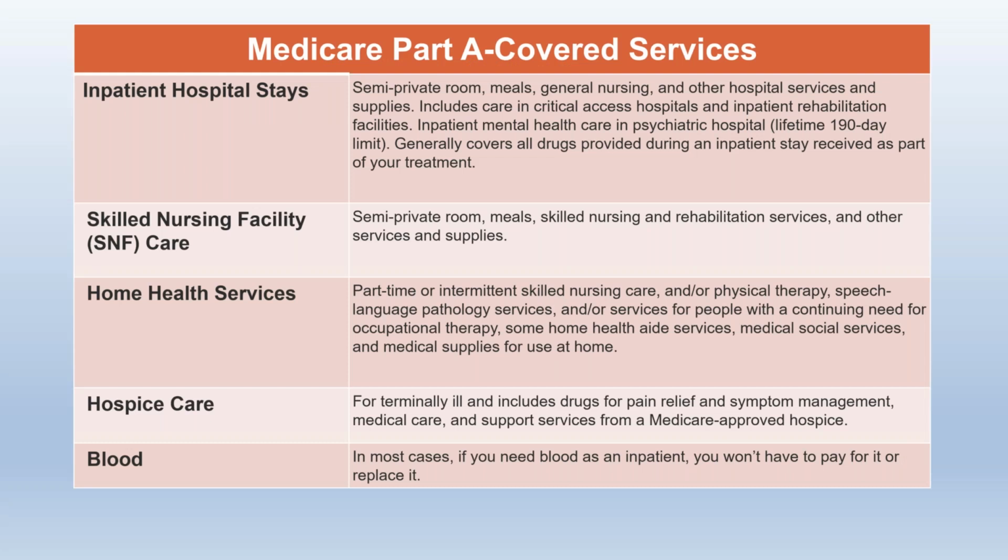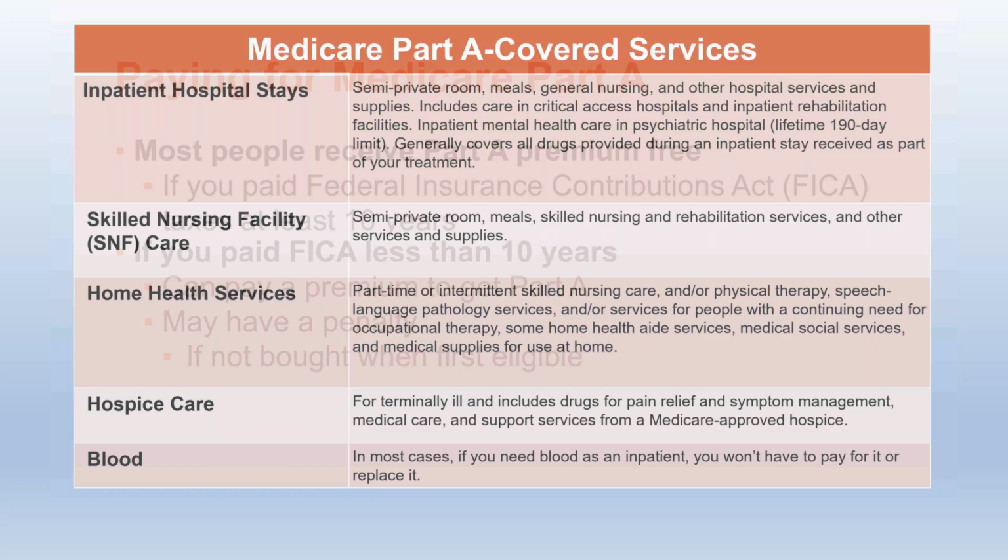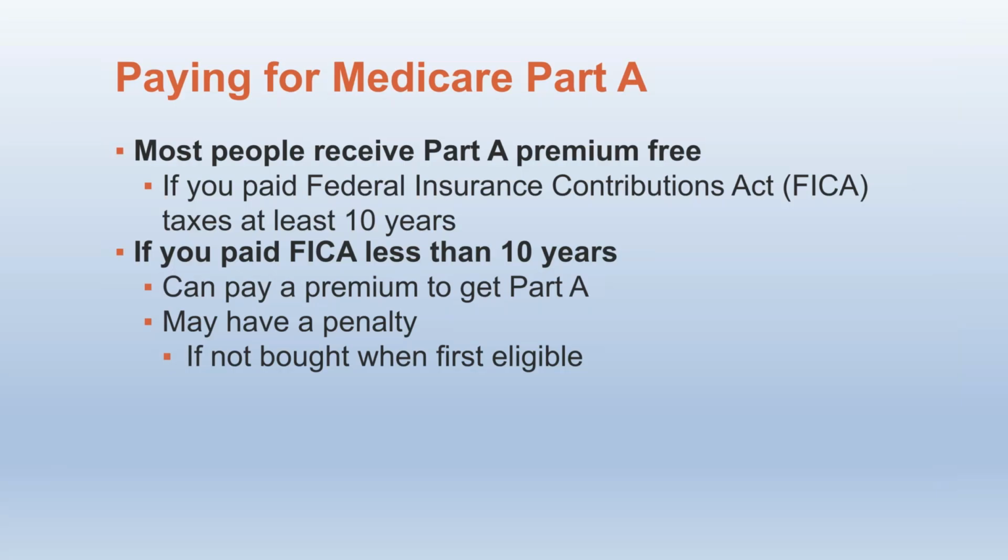So here are the Medicare Part A covered services. It includes inpatient hospital stays, skilled nursing facility care, home health services, hospice, and blood. Most people receive their Part A premium free if you or a spouse has paid Federal Insurance Contributions Act, or FICA, taxes for at least 10 years. If you've paid FICA for less than 10 years, you may have to pay a premium to get your Part A. And if you do not purchase your Medicare coverage when you're first eligible, there may be a penalty.